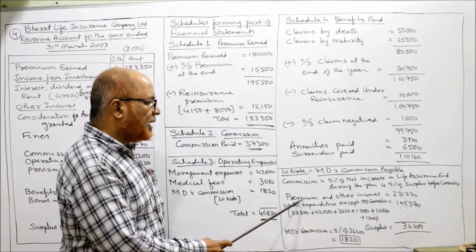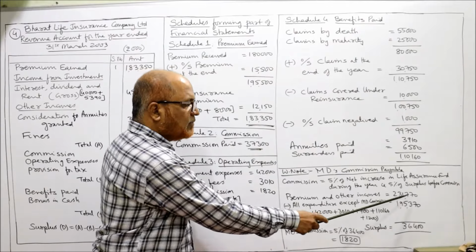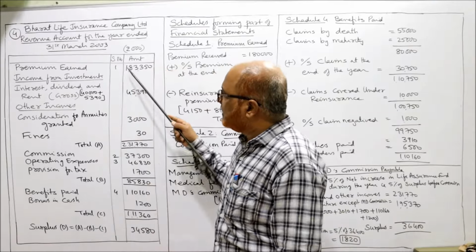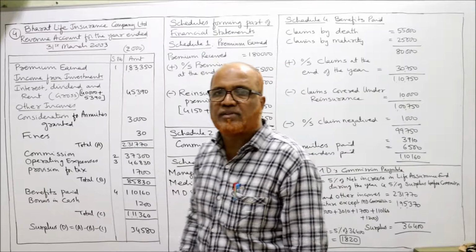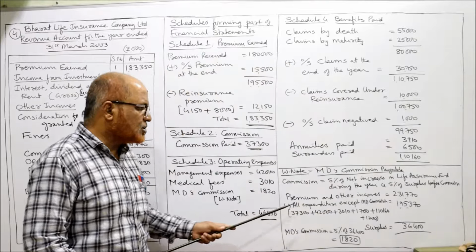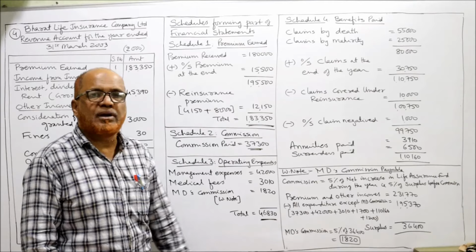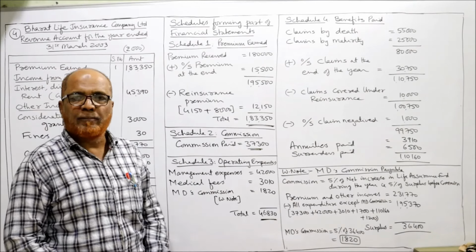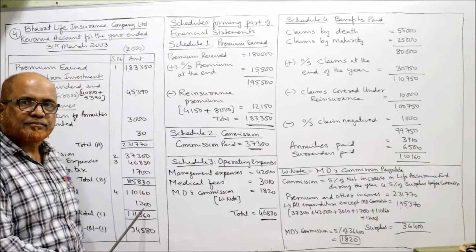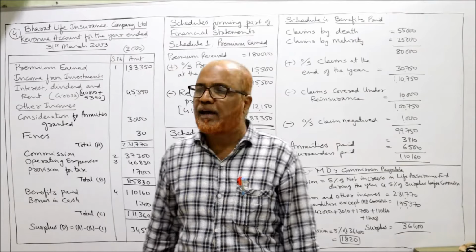तो अब देखेंगे premium and other incomes 2,31,770. Already we have calculated all the incomes. Premium and other incomes are 2,31,770. This is the income. अब minus all expenditure except MD commission. MD commission को छोड़कर सारे expenditure ले लेंगे. वो expenditure B और C में रहेंगे. Expenditure will be under B and C.